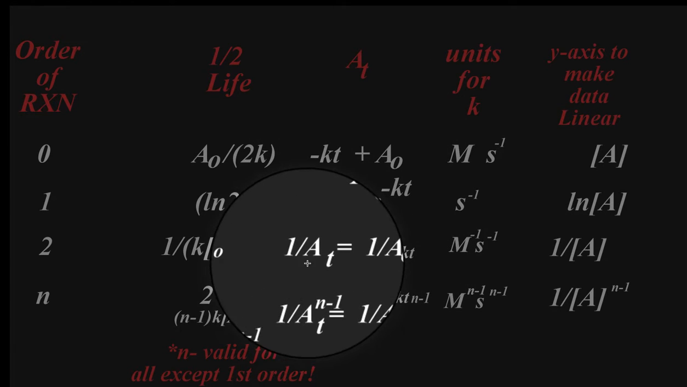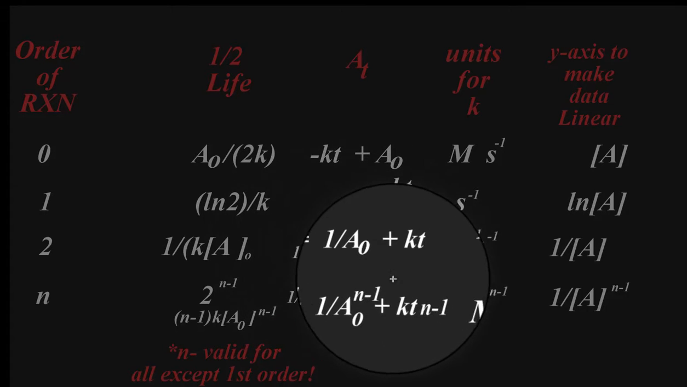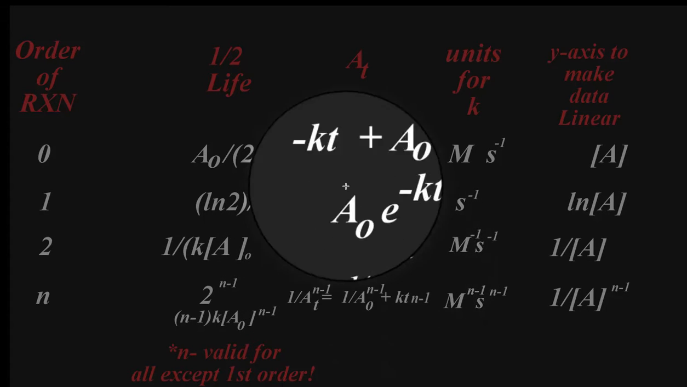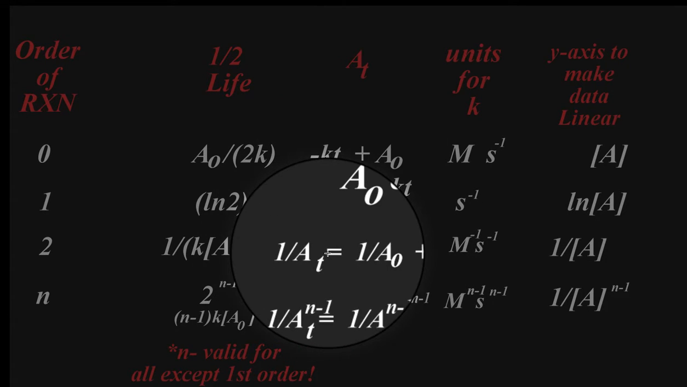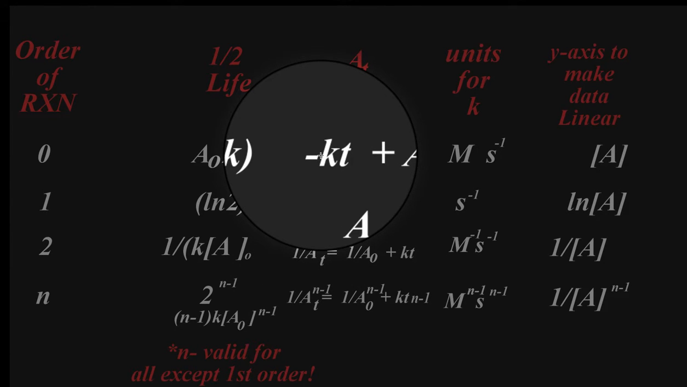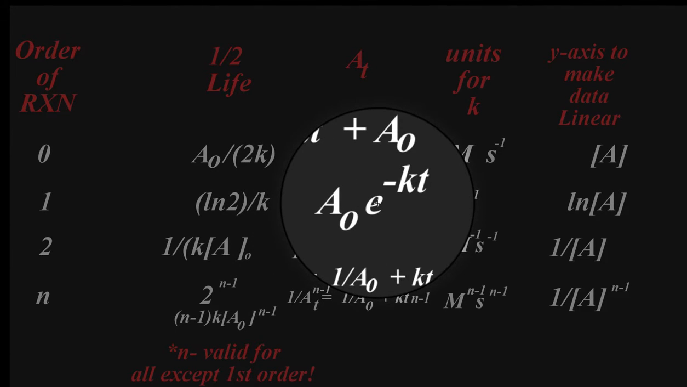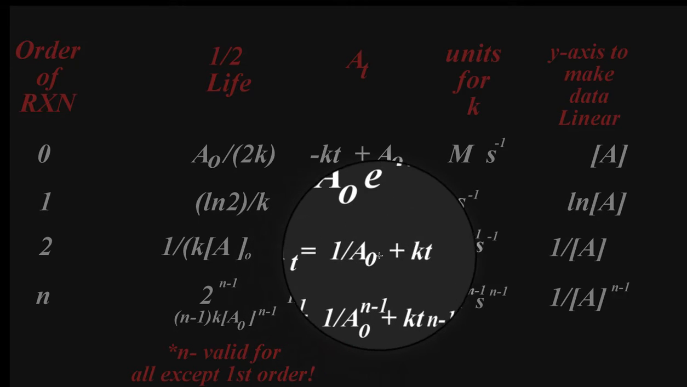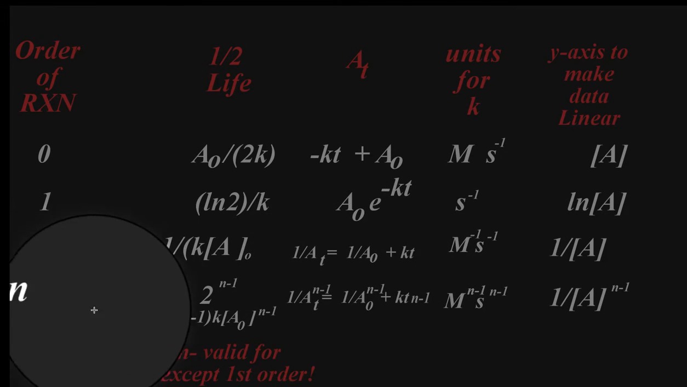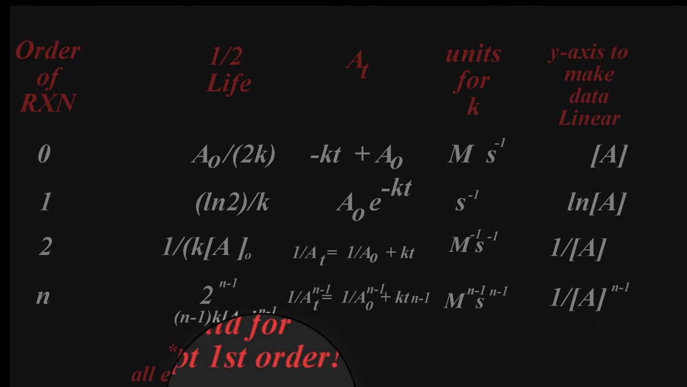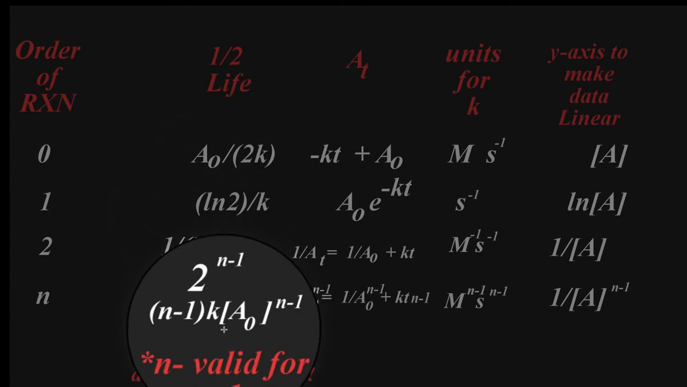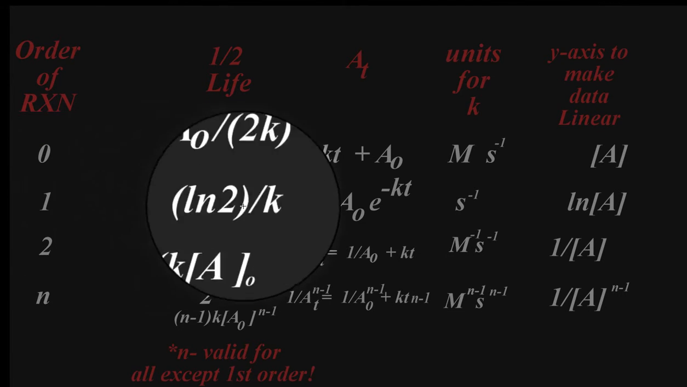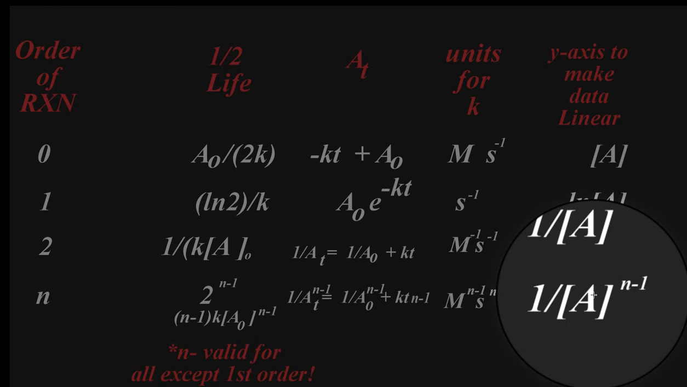Here you can see that these are some reciprocal equations, so that's why they actually have 1 over A sub t. These ones were actually A sub t equals. And basically, they're the same equations. This is the nth term, the general term that works for everything except for the first order, which is a little disobedient and doesn't follow this general rule.